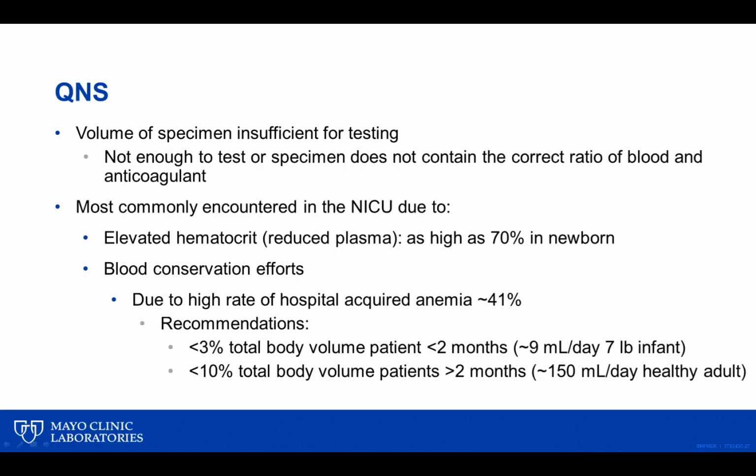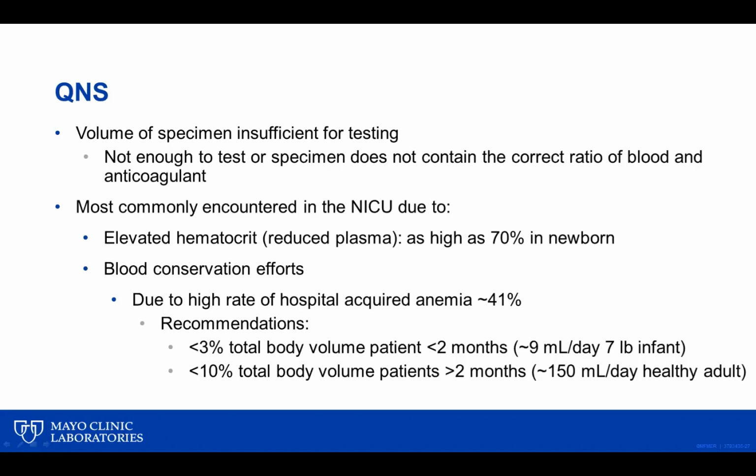So the first is these babies tend to have an elevated hematocrit, which essentially means a reduced plasma volume, and it can be as high as 70% in a newborn. And so it's not until approximately 3 months of age that that hematocrit will normalize to an adult value of around 45%.